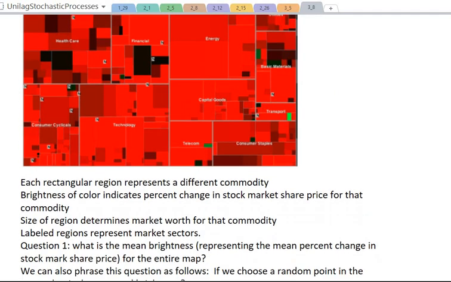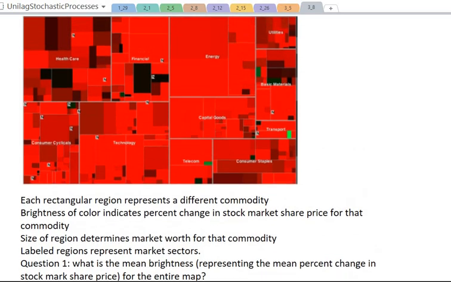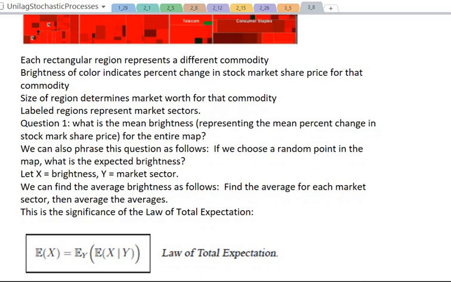And that's the entire idea behind the law of total expectation. The expectation of X given Y means I look at each sector in turn and get an average value for that sector. Then I take the expectation over Y. After I get my average squares, I average those together and get the total average. So that's how this law of total expectation works.